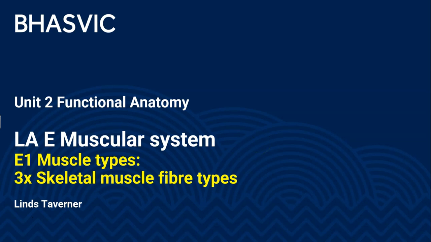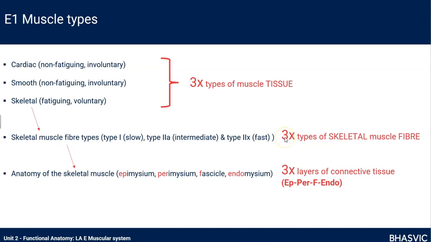Hello guys, this is a Unit 2 functional anatomy video looking at topics of muscular system, and we are looking at E1 muscle types. Now, muscles are made up of lots of different individual fibres, and we have to learn about the three different kinds of skeletal muscle fibres. You may know some from school, you may not, but let's look at them.